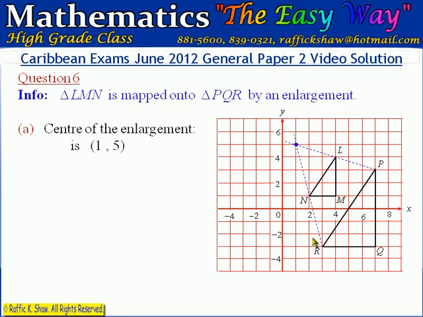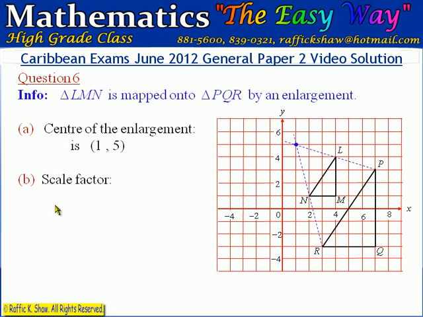So the scale factor is 2 for 2 reasons: because the sides of the image are twice as long as the corresponding sides on the object, and also the distance of the image from the center is twice the distance of the object from the center. And because the center is on the same side of the image and the object, it means that the scale factor is positive. But let's go and show how the scale factor can be calculated.